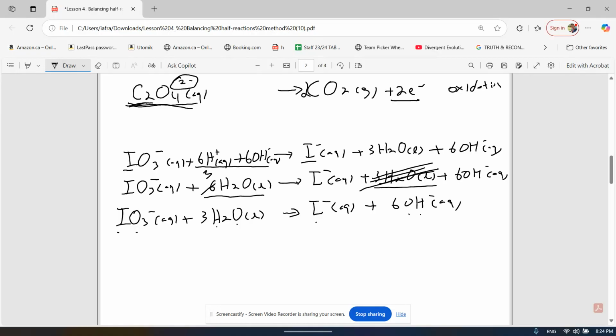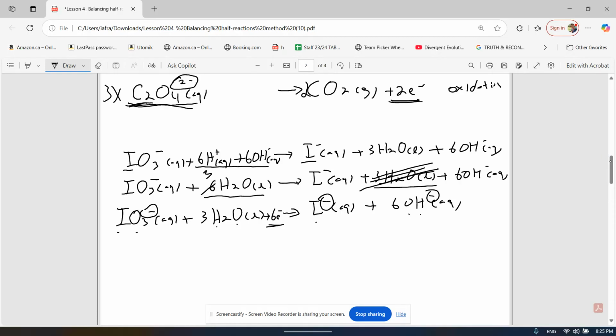Our charges, though, are they balanced? It doesn't look like it. Here we have -1, here we have -1 and -6. That's -7. So we have to add 6 electrons over here. So now we've added 6 electrons to make both sides -7. Now we need to make sure that the electrons from our half reactions are equal to each other. And it doesn't look like they are. This is 2, and this is 6. So I'm going to have to multiply this entire equation here by 3.